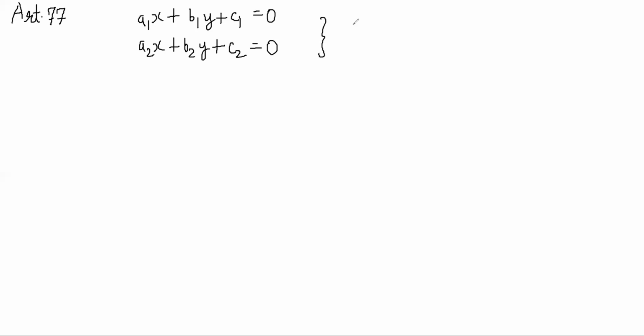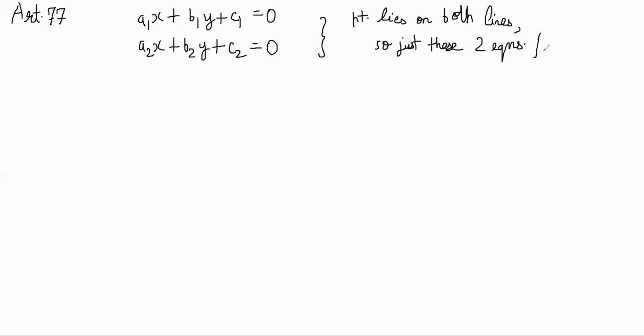Article 77 is to find the coordinates of point of intersection of two straight lines. This you already know. A1x plus B1y plus C1 is equal to 0 and A2x plus B2y plus C2 is equal to 0. If you want to find the coordinates of point of intersection, that point lies on both of them. So you have to just solve these two equations for x and y, right?